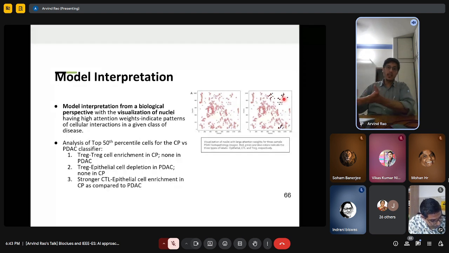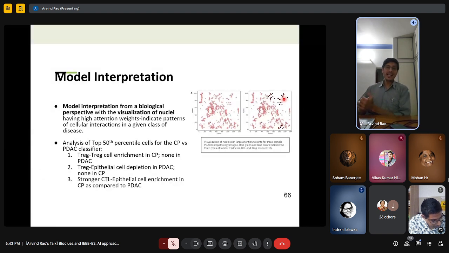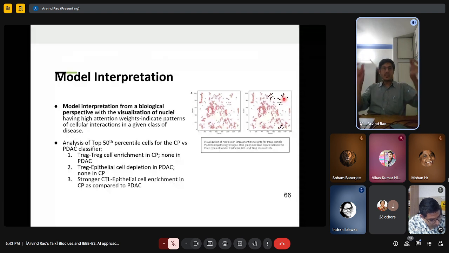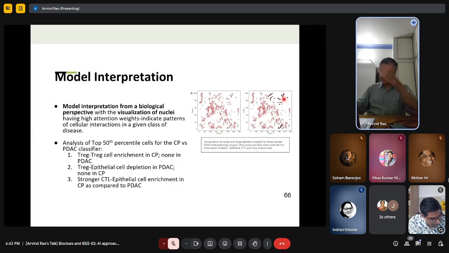So what this deep learning algorithm tells you, which is obvious to any pathologist, but was not obvious to me as a machine learning person, is that the cells in the periphery of the tumor are perhaps the most important when it comes to diagnosing a tumor or treating the tumor. And that has implications for immunotherapy.